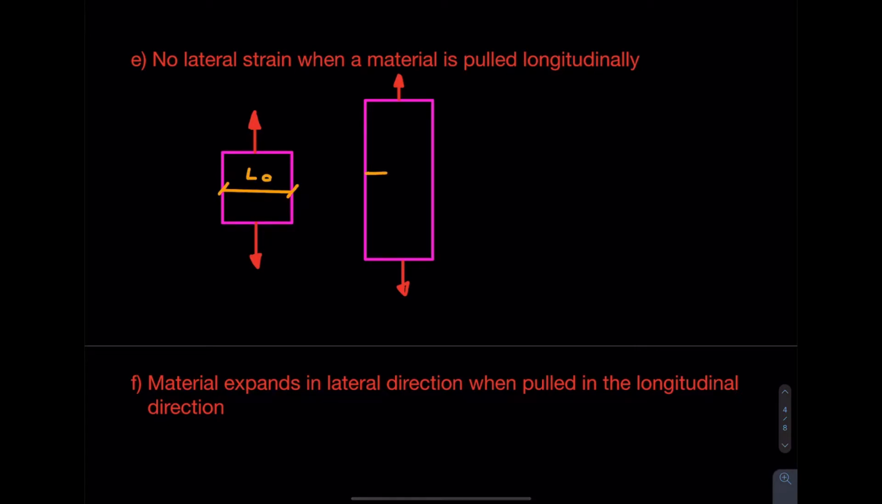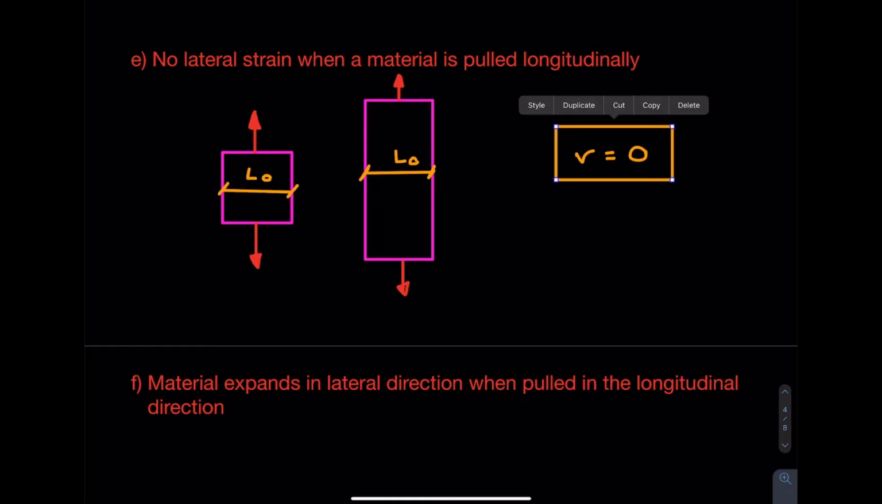Well, after we expand it, it's still going to be L naught. So there is no lateral expansion or contraction under this system. What this means is that the Poisson's ratio must, of course, be equal to 0, because we're seeing no expansion or contraction in that direction when we pull it in tension in the axial direction. So this is a nice, easier case where the Poisson's ratio is equal to 0.